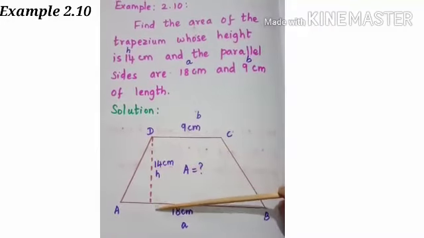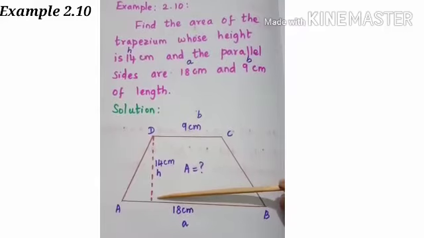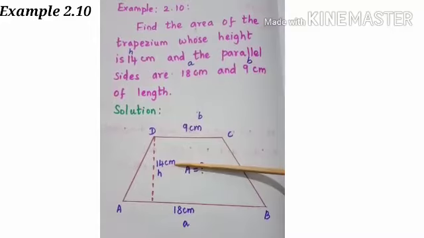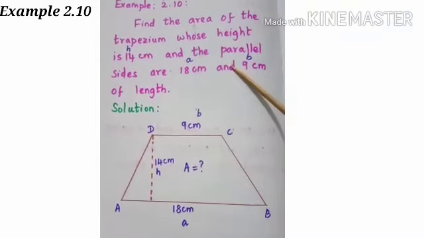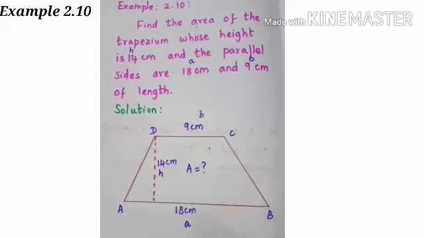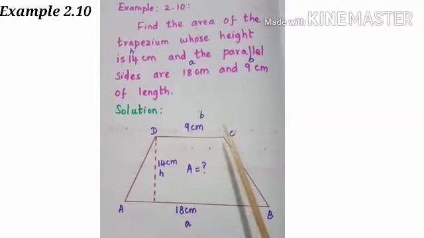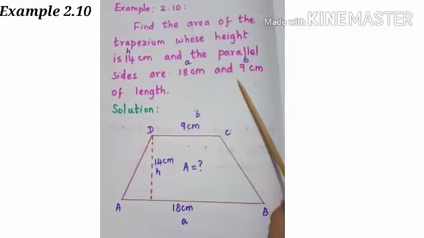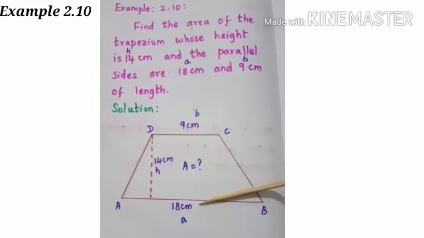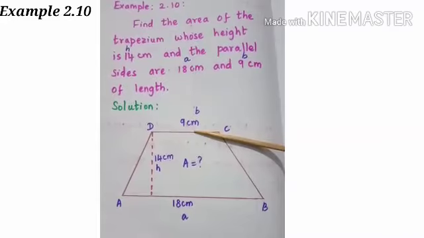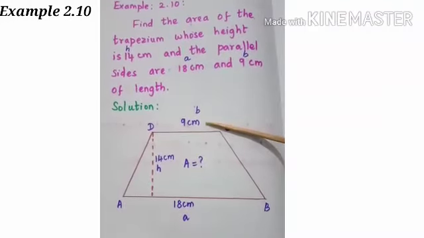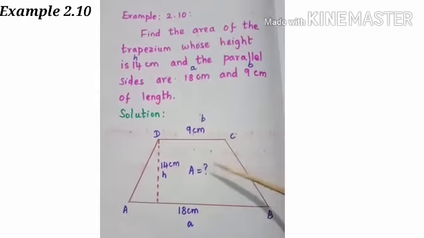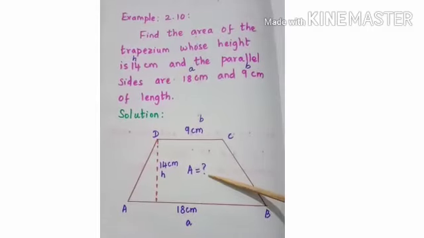Here H is the distance between the parallel sides, that is 14 cm, and here AB and DC are the parallel sides of this trapezium. The values are 18 and 9. 18 is the A value and 9 is the B value, and mark them in the trapezium. Now we have to find the area of the trapezium.